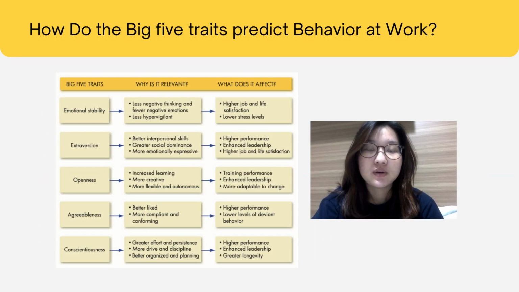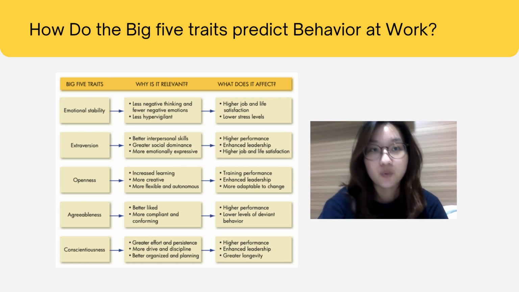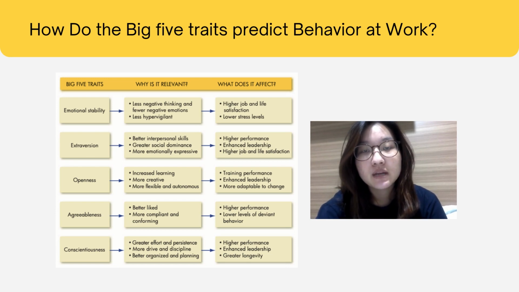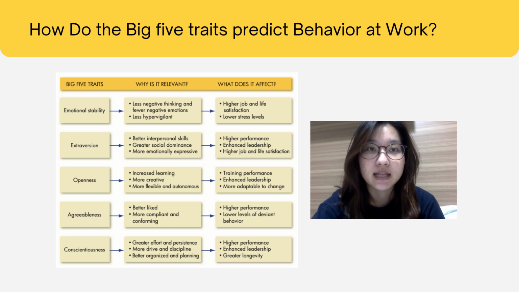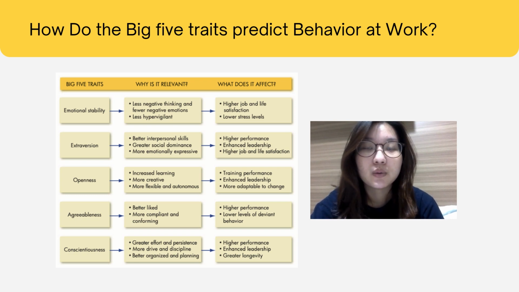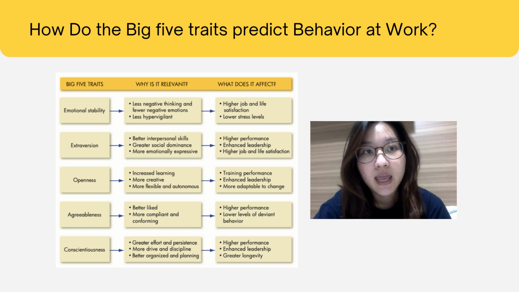Okay, so how exactly can the Big 5 traits predict someone's behavior at work? There are actually many relationships between the Big 5 personality dimensions and job performance, which we can see here on the diagram. As an example, conscientiousness at work: employees who have a high score on conscientiousness usually develop higher levels of job knowledge. And these levels correspond with higher levels of job performance as well.